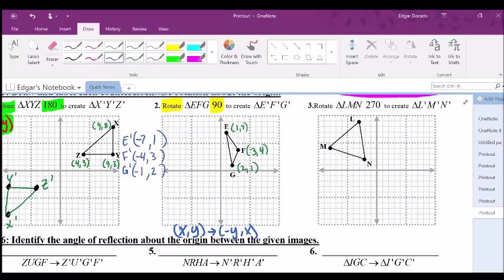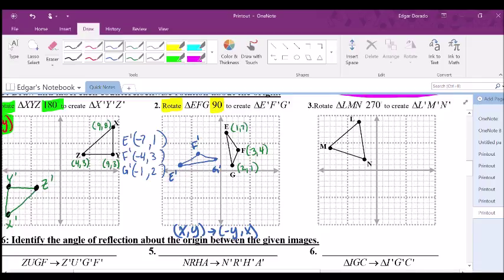Let's go ahead and graph that. That is going to be (negative 7, 1) right there. That's E prime. (Negative 4, 3) is F prime. And then (negative 1, 2) is G prime. If I graph that here.